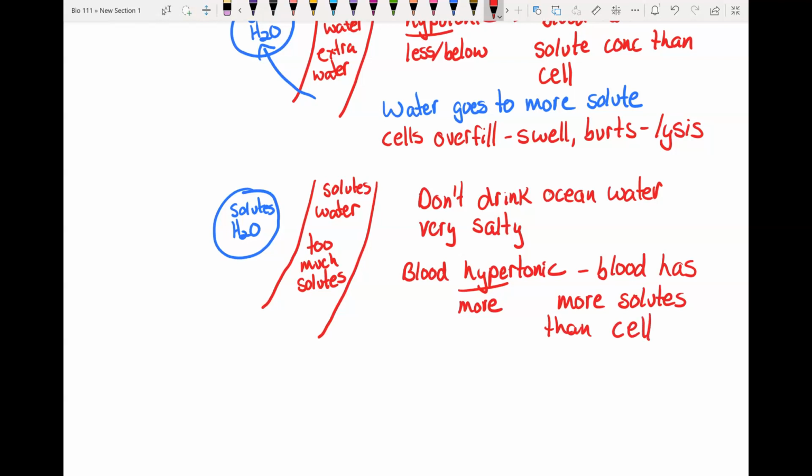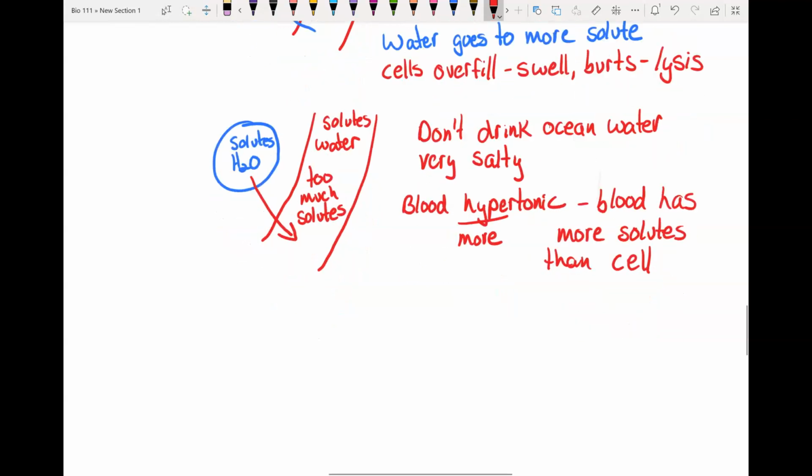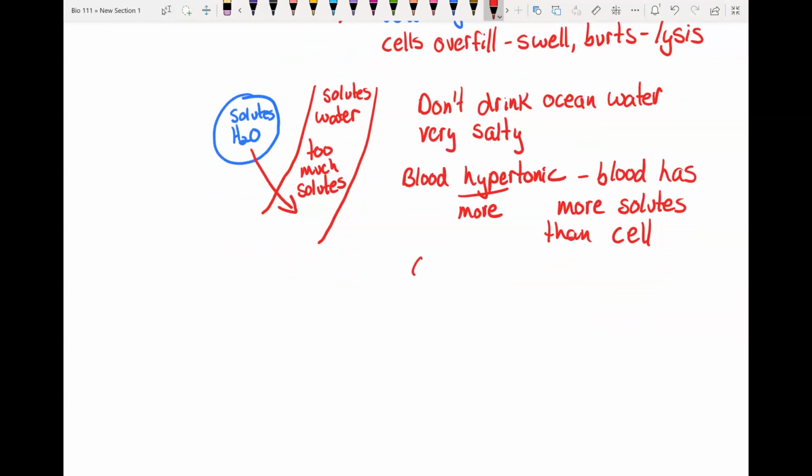So remember, water goes to the solutes. So if there's more solutes in your blood, water will leave your cell and go to your blood. So this will cause your cells to lose water. And your cells will actually shrivel up, kind of like a deflated balloon. And when they do this, it's called crenation.